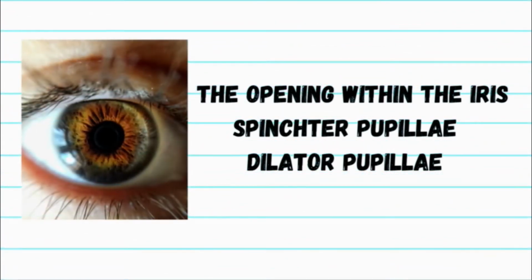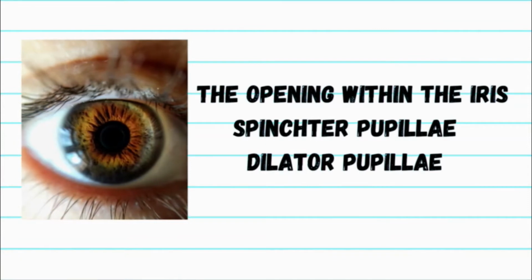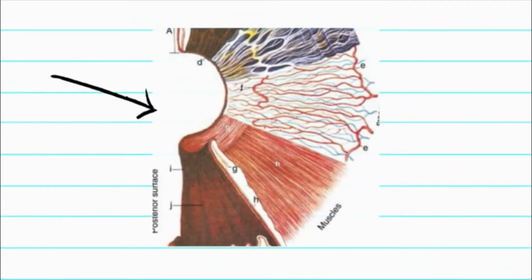Starting off with the anatomy, the pupil is the opening within the iris, and the iris actually determines the size of the pupil, the shape and the size of the pupil. So the iris is made up of two different fibers which regulate the size of the pupil. There are circular muscle fibers known as the sphincter pupillae and radial muscle fibers known as the dilator pupillae.